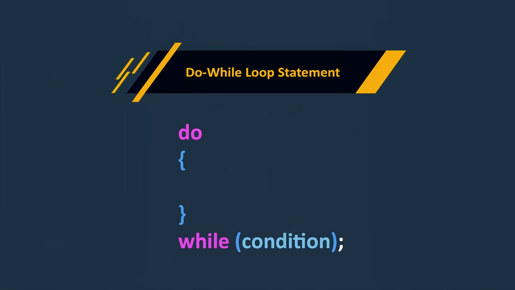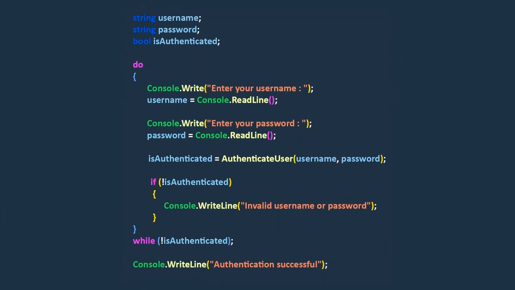Okay, if we don't initially know the number of iterations and we want to ensure that the loop body is executed at least once, using a do-while loop can be a better option. For example, here, the do-while loop allows the user to keep entering their login information until they are successfully authenticated. It's often better to prompt the user for input at least once, regardless of the initial validity.